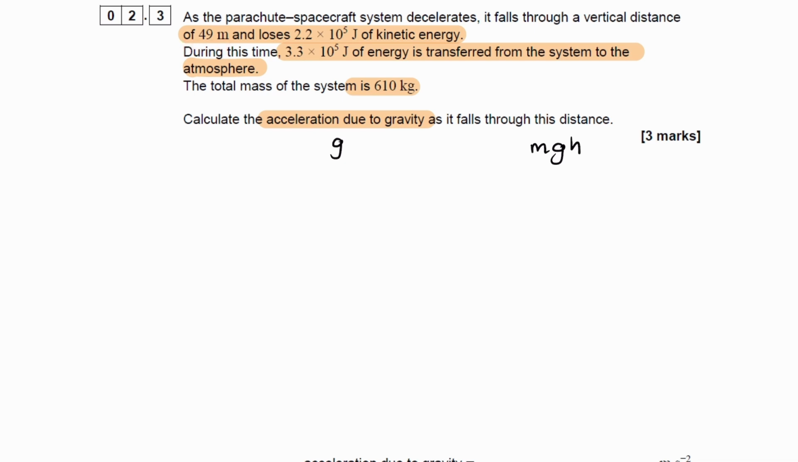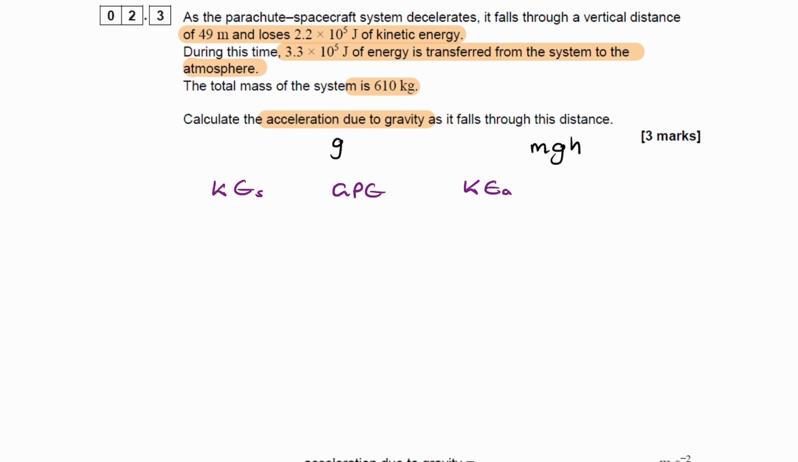And there's also the energy of the air molecules. So this much energy is transferred from the system to the atmosphere. In other words, transferred to the kinetic energy of air molecules. So we have three forms of energy. We have KE, we have GPE, and then we have the KE of the air molecules, which I'll just call KE-A. KE of the parachute spacecraft system, I'll just call S for spacecraft.